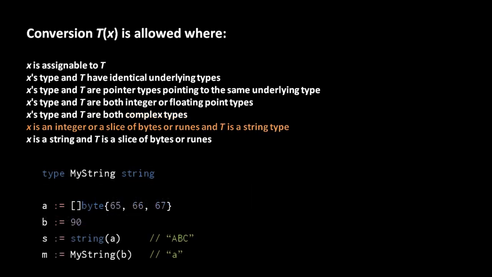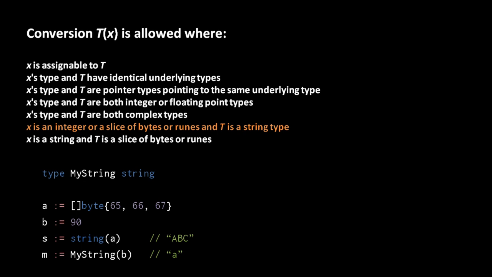Sixth, if x is an integer or a slice of bytes or a slice of runes, and if t is a string or equivalent of a string, then we can convert x to t. Here we assign to a a slice of bytes with the values 65, 66, and 67, and we assign to b the int 90. If we convert the slice of bytes to a string, we get a string where each character corresponds to the character codes in the slice.